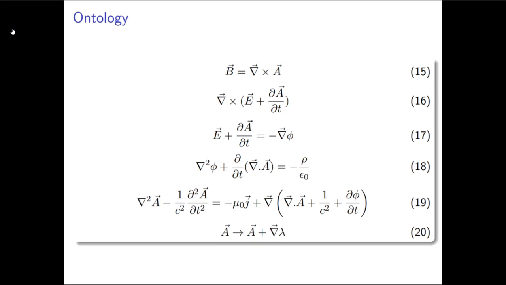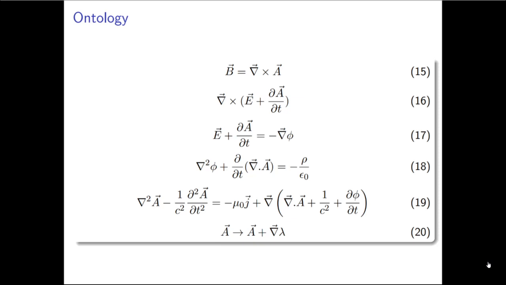curl of A. So what we try to do is, probably you guys have heard of this, called the gauge transformation. It comes from the fact that we took the B vector, the magnetic field, as a curl of another vector. Do you remember the second Maxwell's equation says that the divergence of the magnetic field is zero? So if I take the divergence of equation number 15, I'll basically get the same value, right?